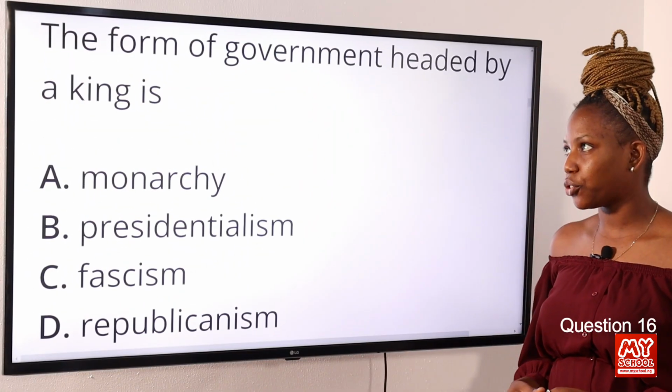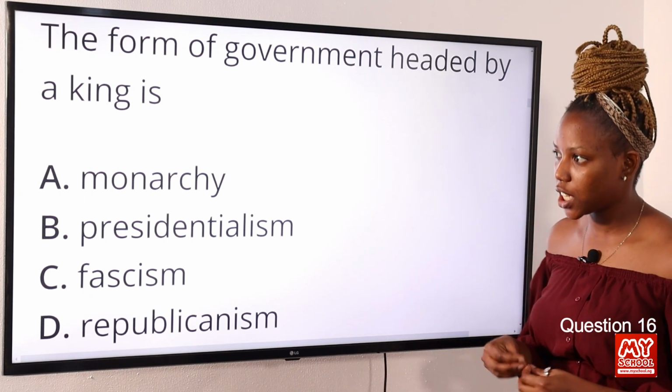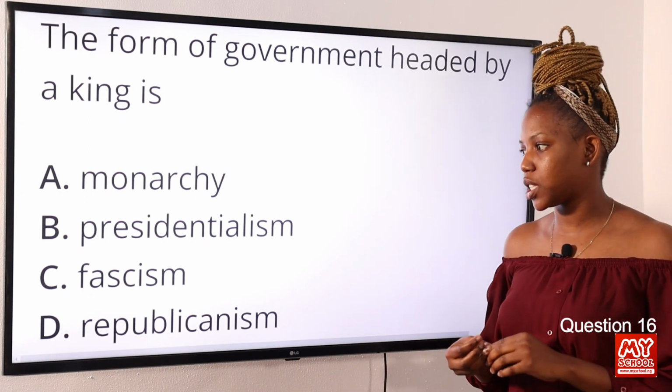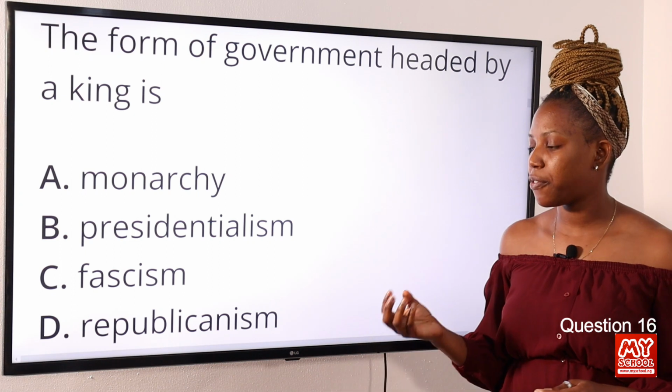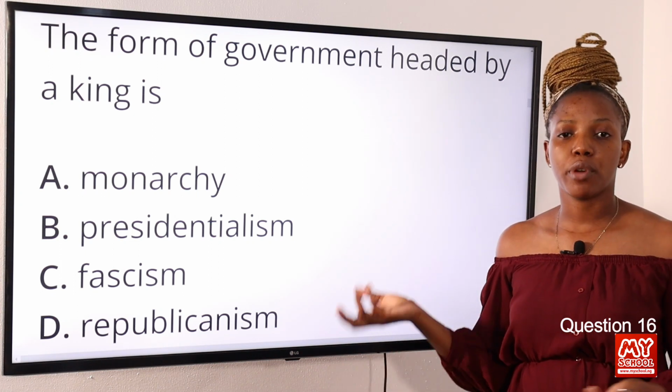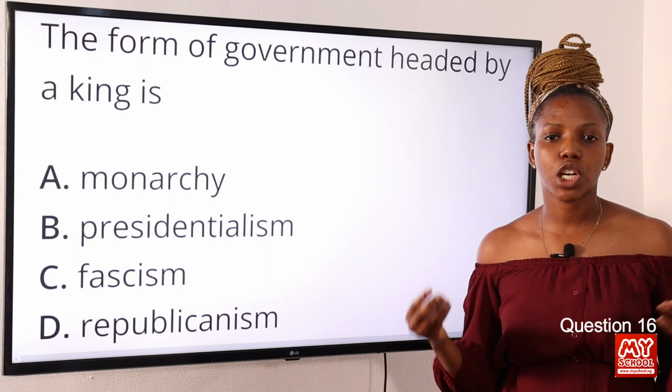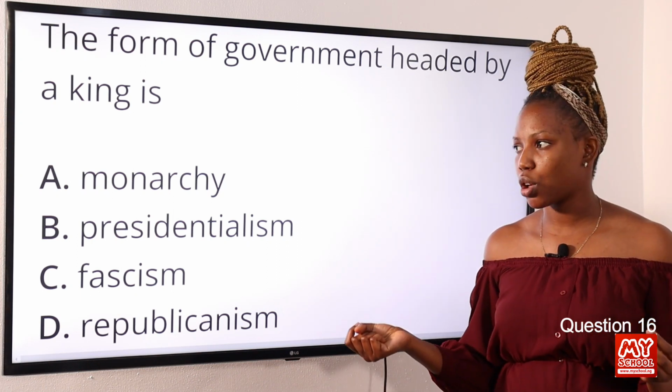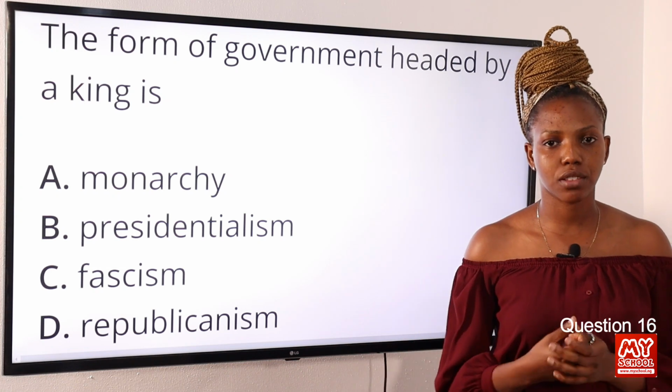Question 16. The form of government headed by a king is option A, monarchy, option B, presidentialism, option C, fascism, option D, republicanism. The answer to this question is monarchy. Monarchy is a form of government in which a king or a queen rules. Option A is the correct answer to this question.